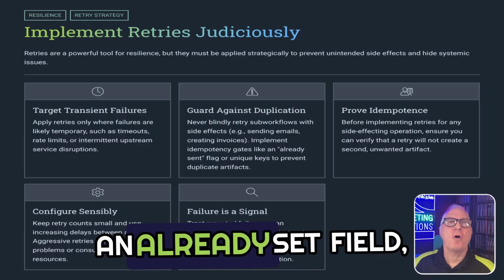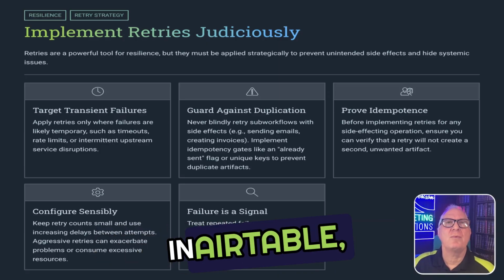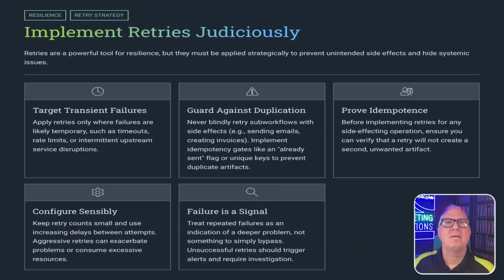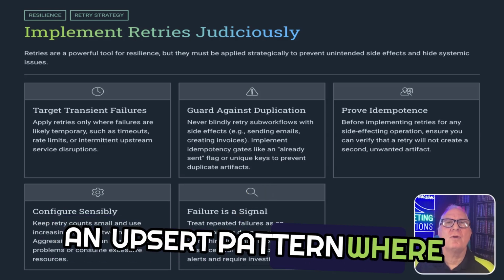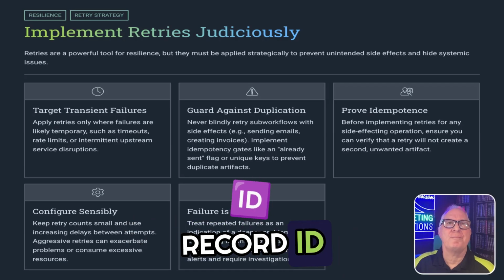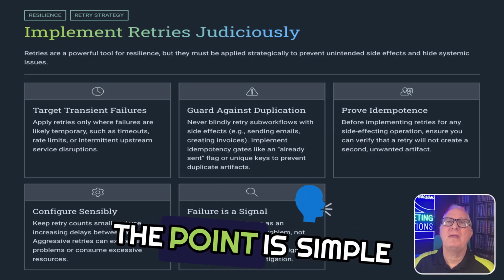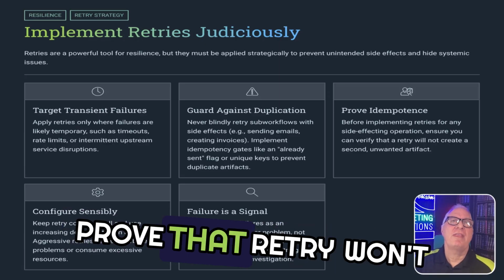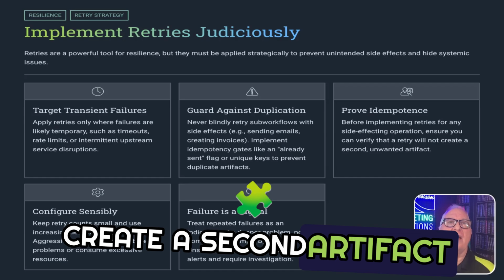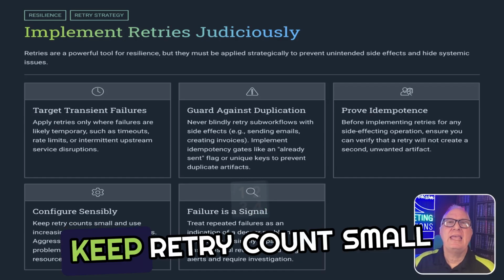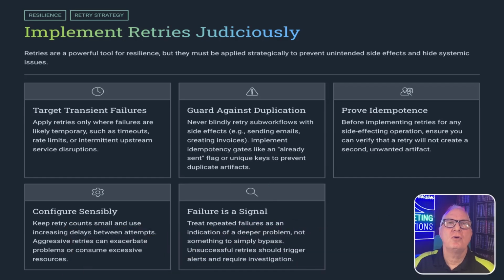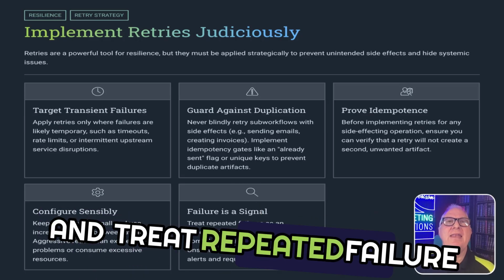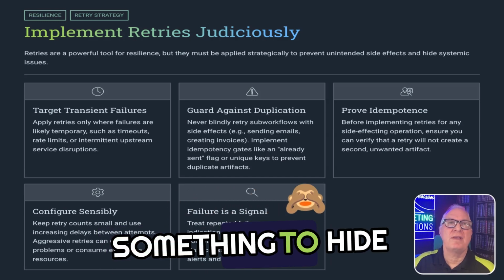That gate can be an already-set field in Airtable, or an external idempotency key, or an upsert pattern where the unique key is record ID. The point is simple. If you retry, you must be able to prove that retry won't create a second artifact. Keep retry counts small. Use increasing delays. And treat repeated failure as a signal, not something to hide.